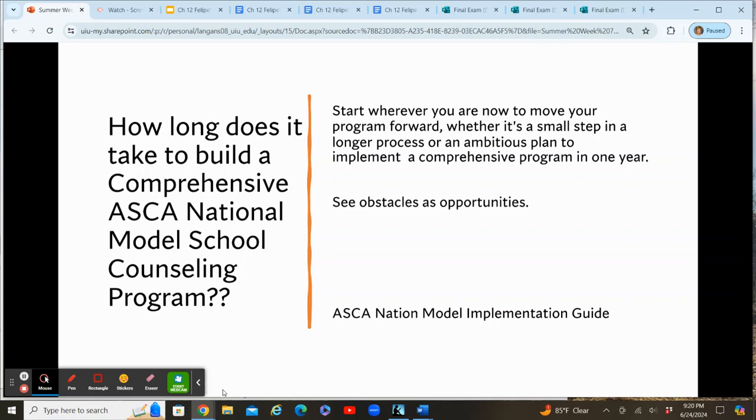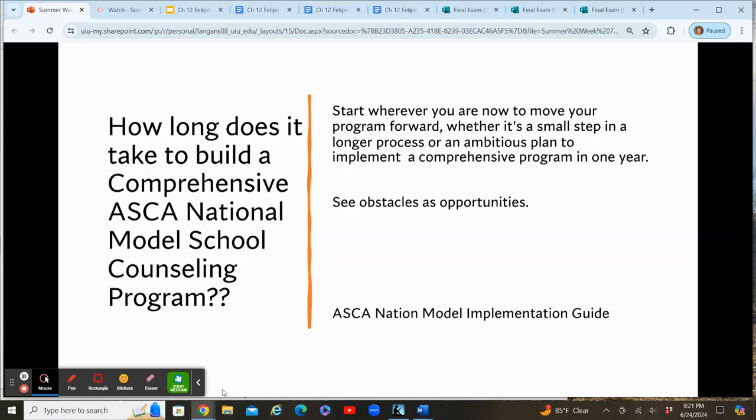So then, we've talked a lot about building a comprehensive ASCA National Model school counseling program. So how long does it take for you to build this program? Some of you are going into programs that already have national model school counseling programs in place. Some of you might be going into programs that have nothing in place, and some of you maybe have some components, but not all the components.